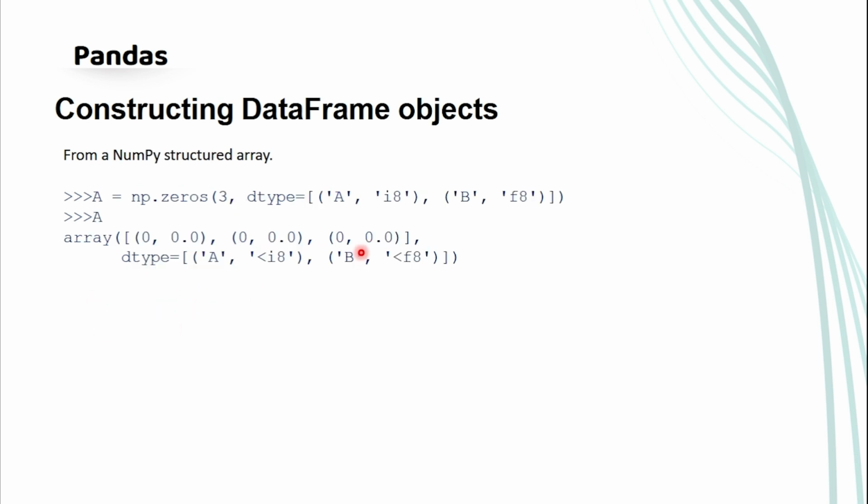And we can construct a DataFrame object from a NumPy structured array. So here we use np.zeros. We can create a NumPy array with 3 zeros, and the data type is A, f8, B, f8. So we use NumPy zeros with 3 elements. Each element is a tuple, with dtype a less-than i8, b less-than f8. If we print out the content of the DataFrame, we can see the result like this.